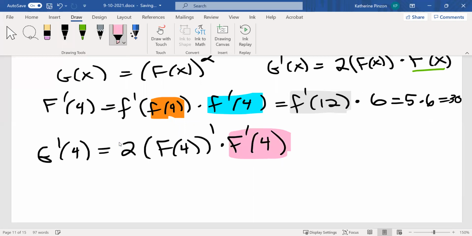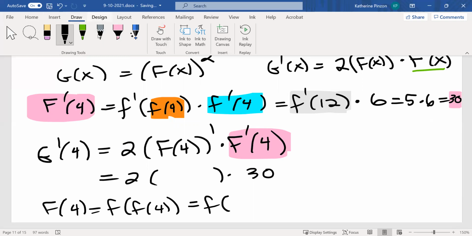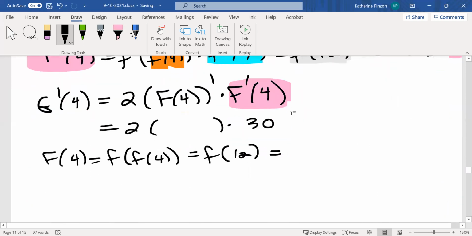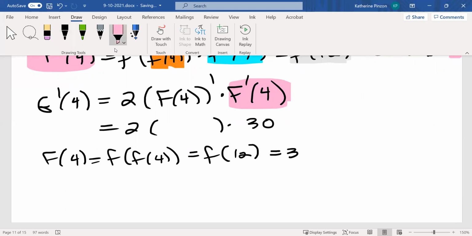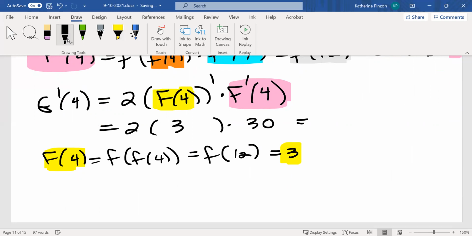This thing is what I just found in the last answer, right? So that guy's 30. This thing, F of 4, I have to use that other formula. Remember it was F of 4, like this. I have to go up to my list to find F of 4. It was 12, if you remember. And F of 12, I go up to my list to find F of 12. F of 12 is 3. So this guy's going to be 3. So 2 times 3 times 30, 180.